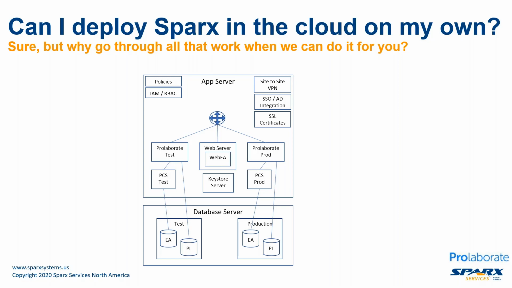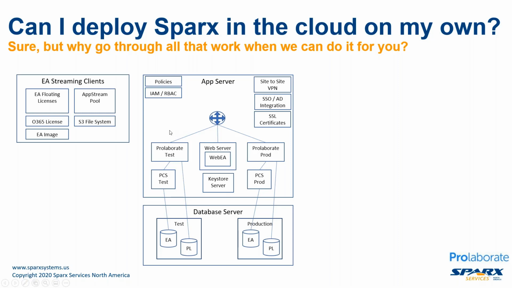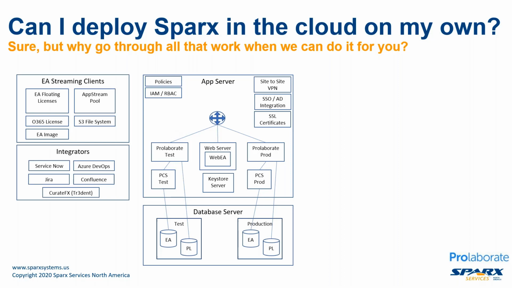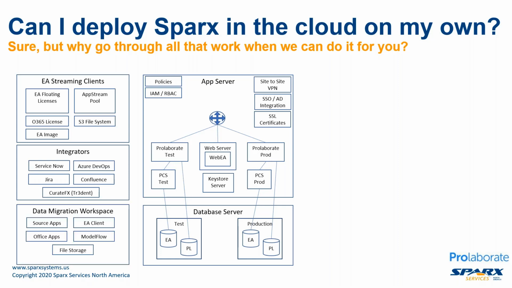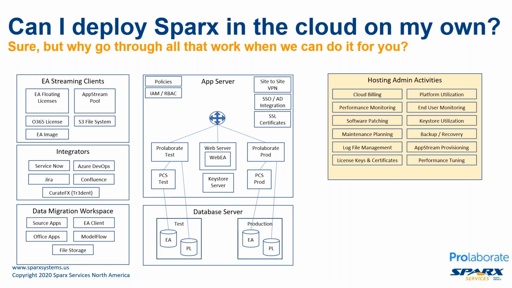You have the core components of setting up the Sparx environment with Prolaborate and ProCloud Server and some databases, and perhaps you have a dev test environment and a production environment. You've got policies and access controls and SSL certificates and single sign-on integration. You may have your desktop clients, you may have your streaming clients. Most organizations now have at least one integration between EA and something else, and so you have your integrators to set up, configure, and manage. Many organizations also have a set of data migration tools for pulling data in and out of their Sparx platform.